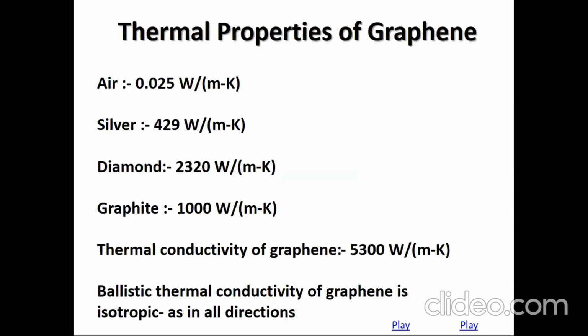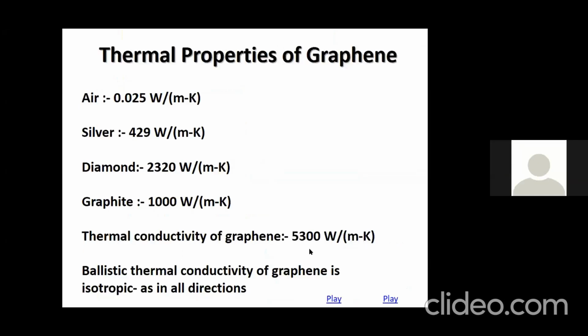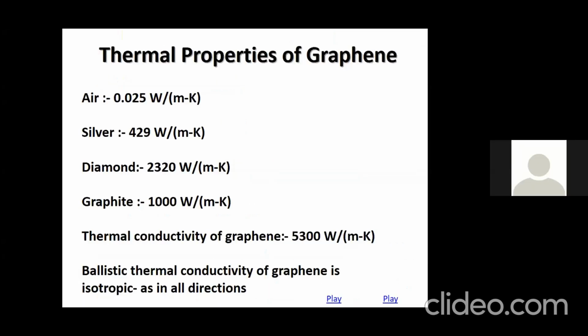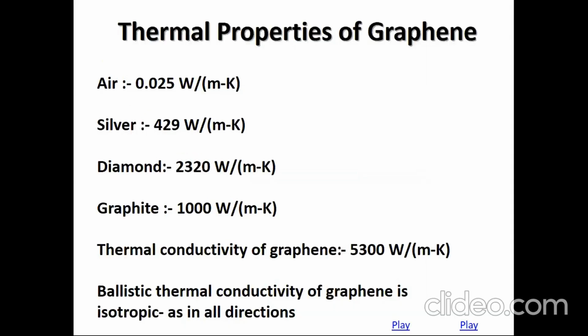Then the thermal properties of graphene. If you look at the thermal properties, as I told you, they are very important, a very interesting thing to see. As I told you, the thermal conductivity of graphene is around 5300. So it's almost 10 times better than silver or copper, right? The thermal conductivity of graphene is also very important, because it has a ballistic thermal conductivity. The heat can be conducted very quickly. So that's why it's called ballistic thermal conductivity, right?